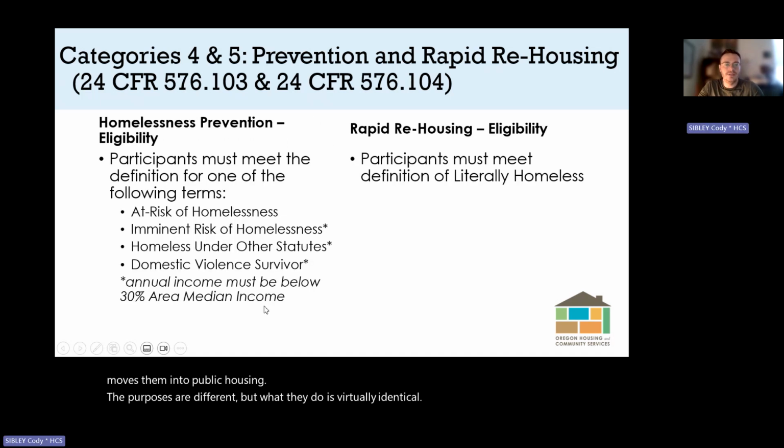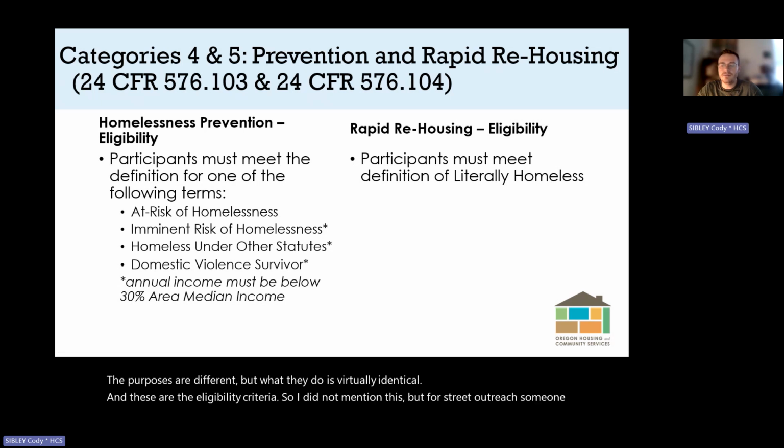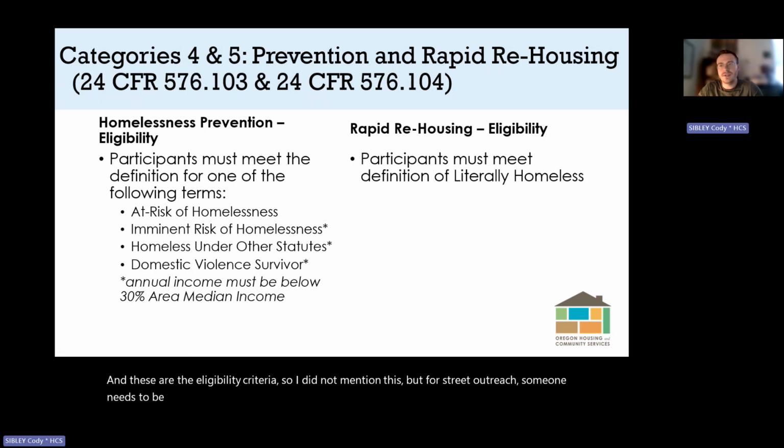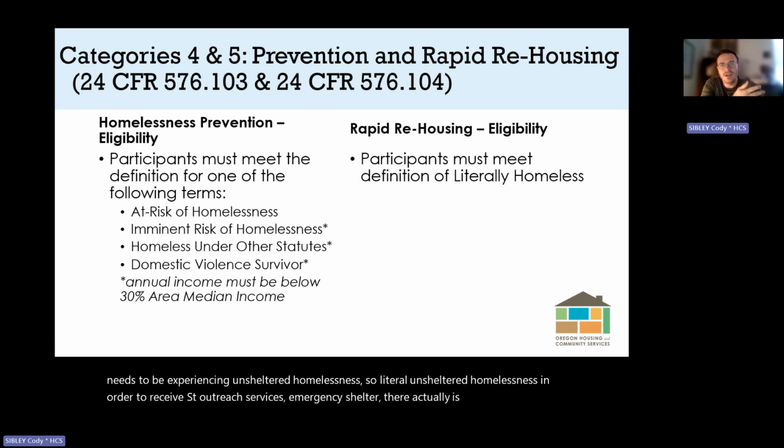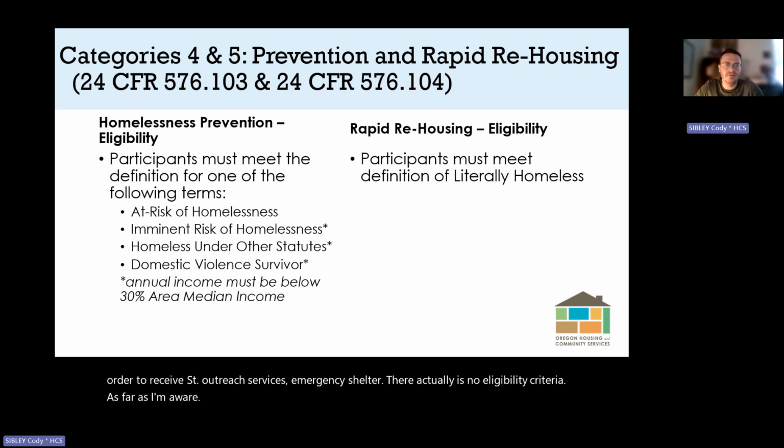And these are the eligibility criteria. So I did not mention this, but for street outreach, someone needs to be experiencing unsheltered homelessness. So literal unsheltered homelessness in order to receive street outreach services. Emergency shelter, there actually is no eligibility criteria, as far as I'm aware. And then homelessness prevention, you need to meet the following definitions.